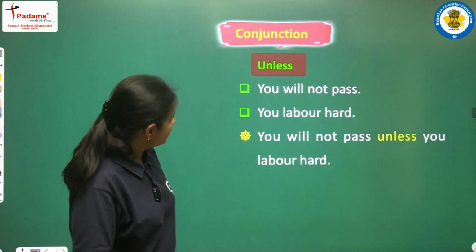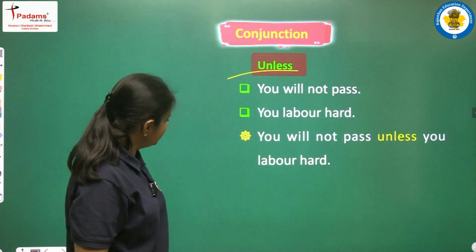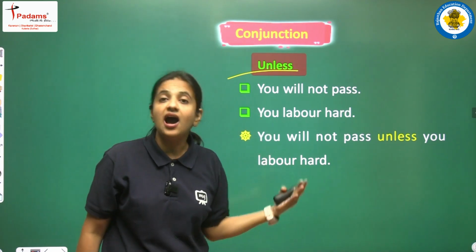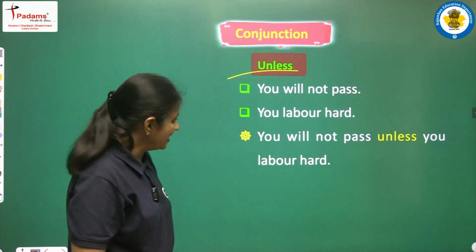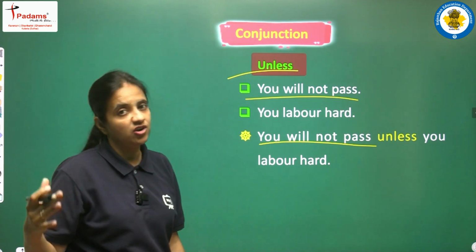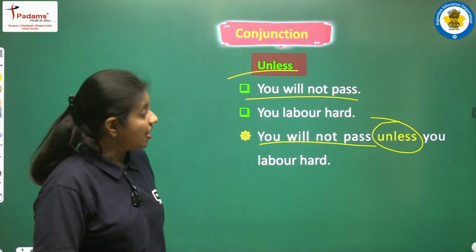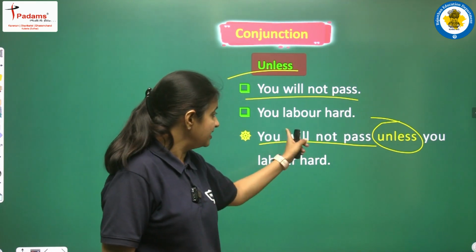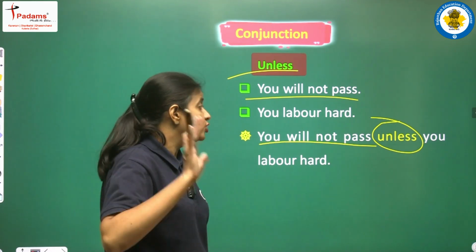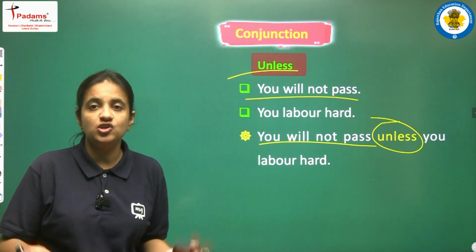Okay. Next we are having a new conjunction, that is unless. So let's see the sentence we are having here. You will not pass, you labor hard. So let's see how we can use unless here. First of all we are writing the first sentence as it is, that is you will not pass. Next we are writing our conjunction, that is unless, and after unless we are writing the second sentence, that is you labor hard. So in this manner the complete sentence will be you will not pass unless you labor hard, or we can say unless you work hard.